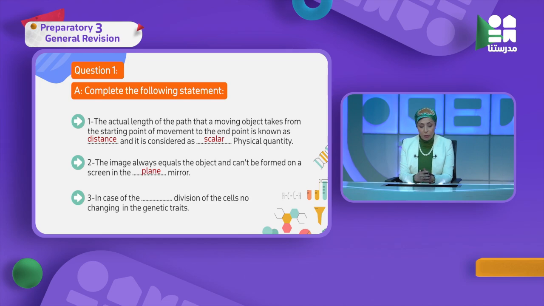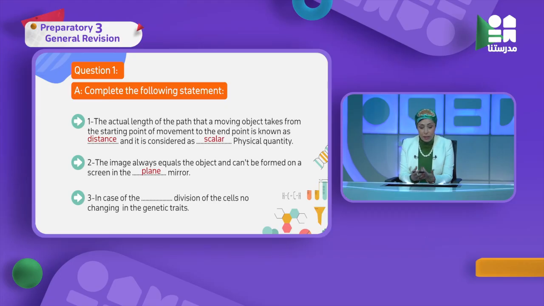In which case of cell division is there no change in the genetic traits? Of course, in which type? The only type is mitosis, which helps in growth and compensation without changing the genetic traits. So the answer is mitosis.